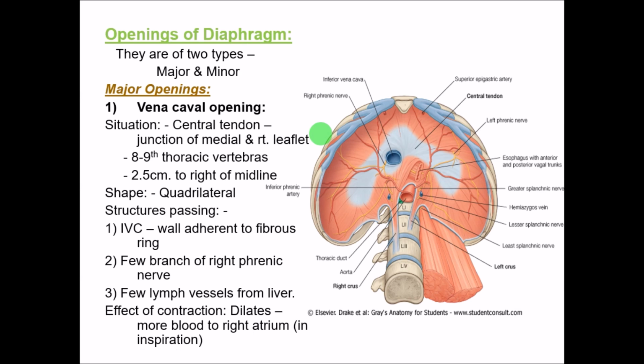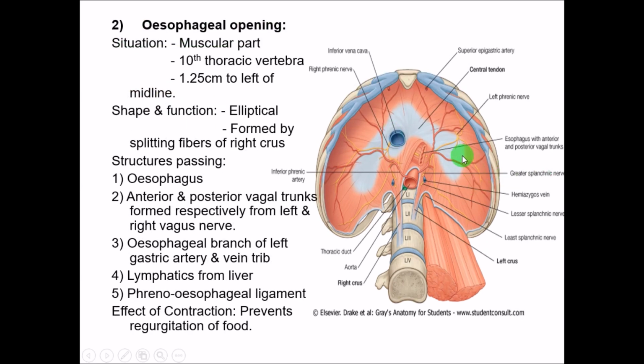The major openings are 3 in number. The first one is called the vena cava opening, because the inferior vena cava passes through it. The second is called the esophageal opening. This is the esophageal opening.